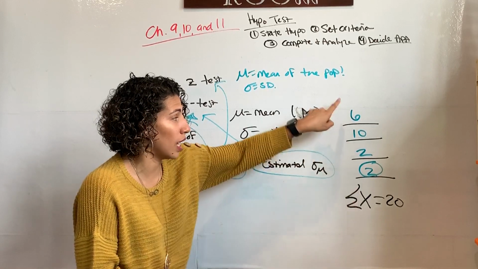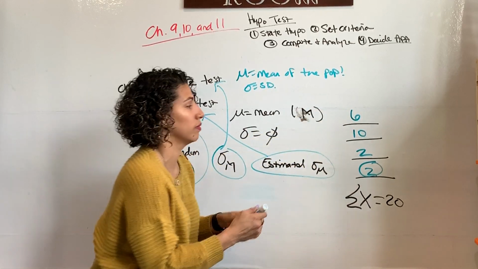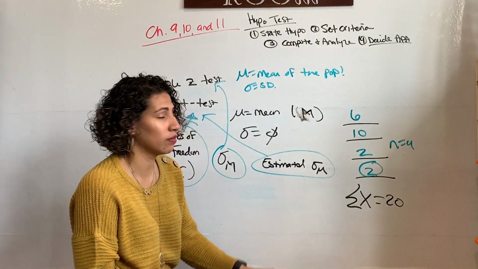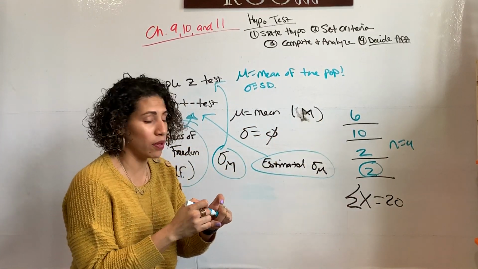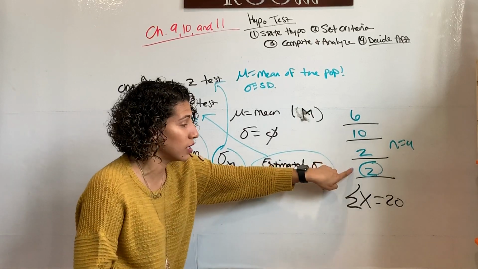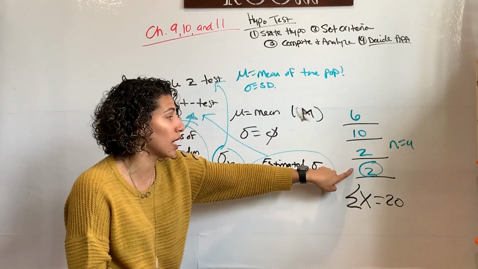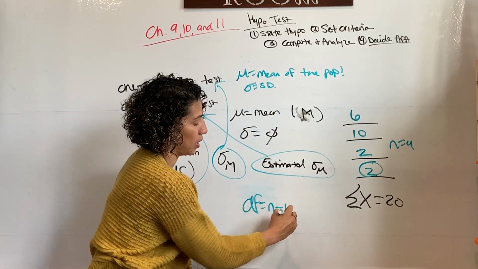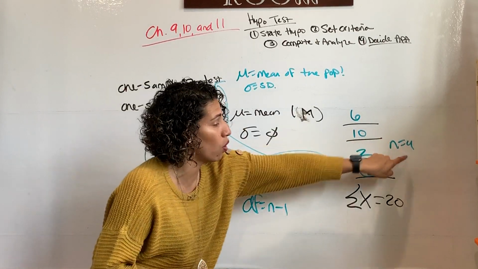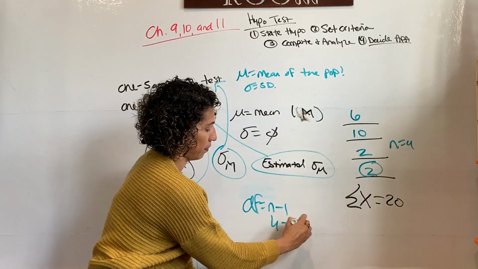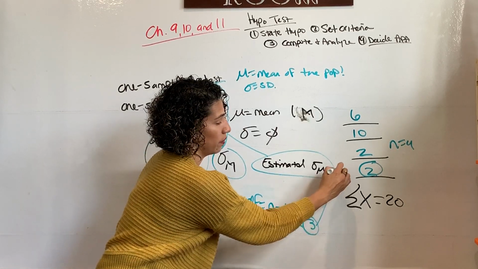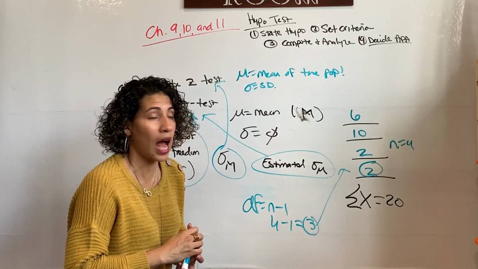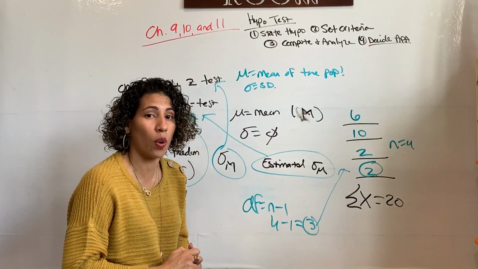So in a sample size of 1, 2, 3, 4, how many are free to vary? Only 3. 3 numbers can be whatever they want, and the last number is stuck. So in other words, in a sample size of 4, degrees of freedom tells us n minus 1. In other words, 4 minus 1 equals 3. 3 numbers can be whatever they want because the last number is stuck and has to be 2 in order to make the equation true.